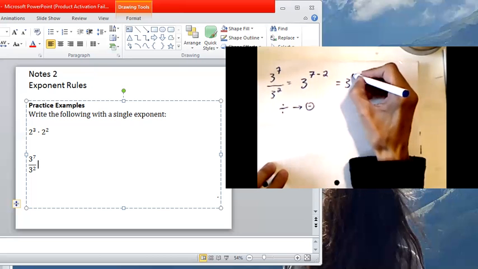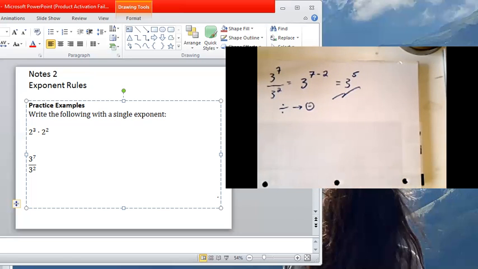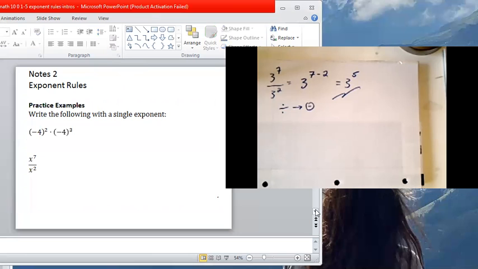Same base. Exponent of 5. Okay, so that's good there. Yeah, some more questions.